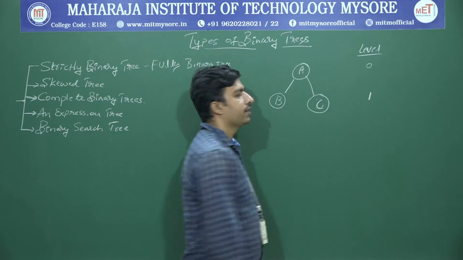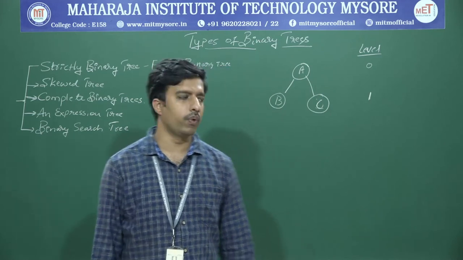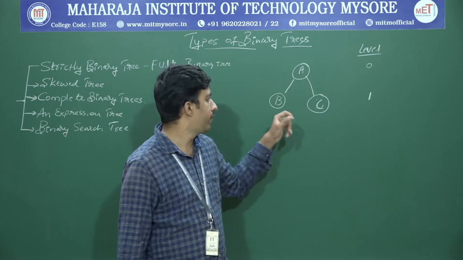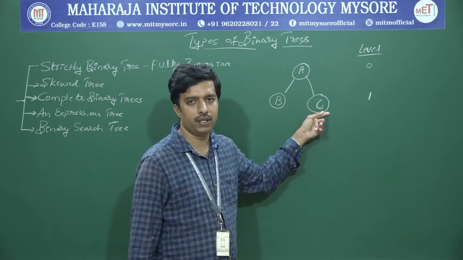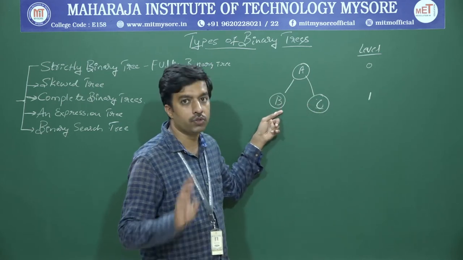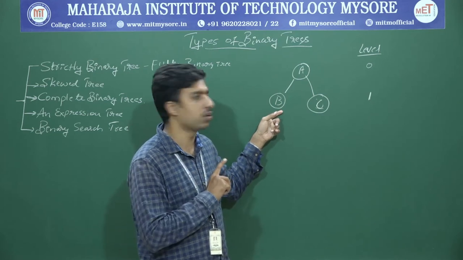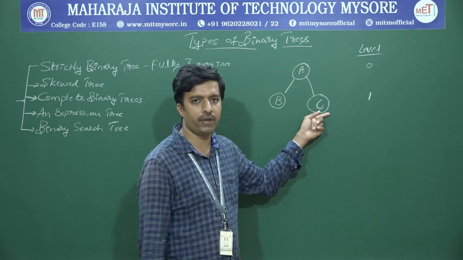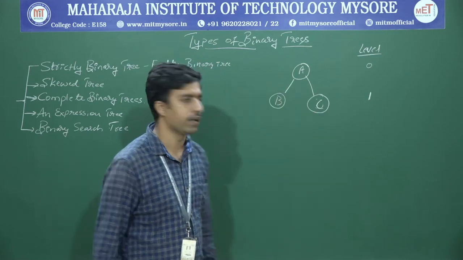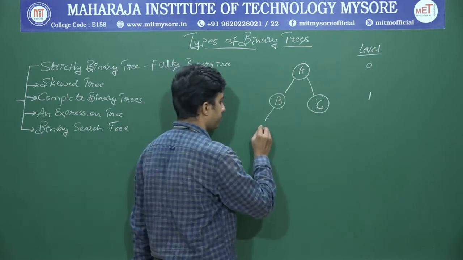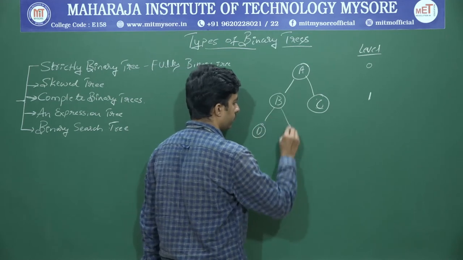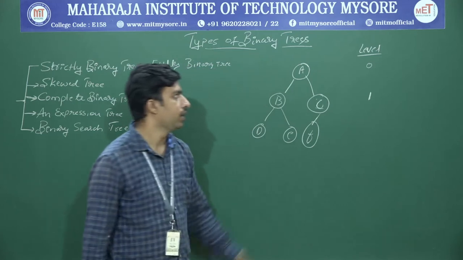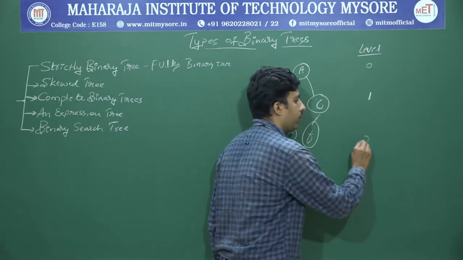Now check again. At the 0th level, I have one node, it has 2 children, accepted. At level 1, B and C are the nodes. B having 0 or 2? It has 0. Fine. C having 0 or 2? Yes, C has 0 children. Now it is a complete binary tree. See, simple. Now we are checking another one, this is level 2.